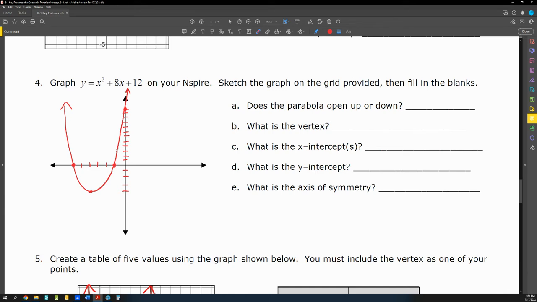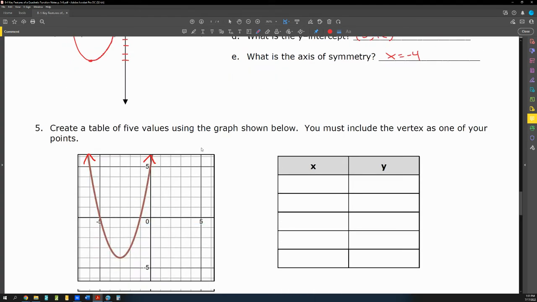Does this parabola open up or down? This opens up. The vertex we discussed is at negative 4, negative 4. The x-intercepts are at negative 6, 0 and negative 2, 0. The y-intercept is at 0, 12. And the axis of symmetry is x equals the x-coordinate of the vertex, or negative 4. All right.